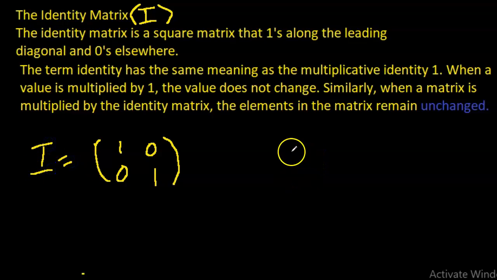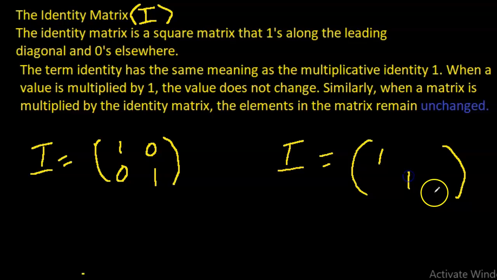Just interestingly, for the 3 by 3, it will look something like that. 3 by 3, you have 3 rows, 3 columns. So it will look 1 and then 0 elsewhere, right? Good. That's the example of our identity matrix for the 3 by 3. But we are focusing on the 2 by 2 for this lesson.